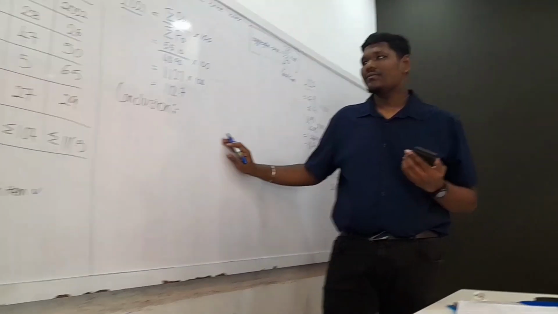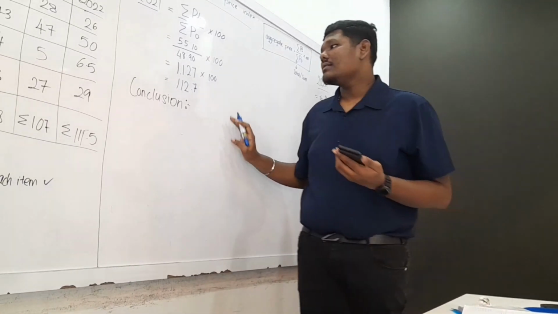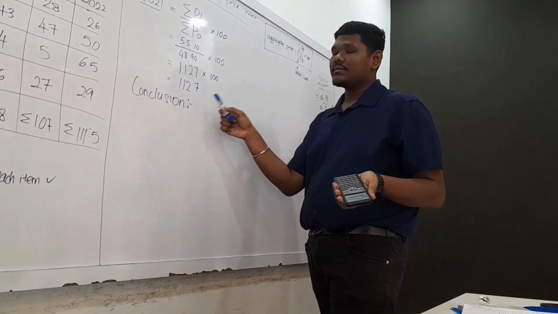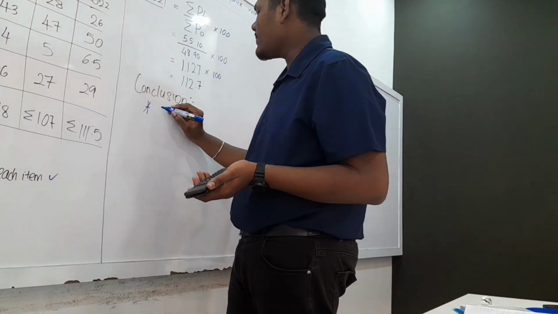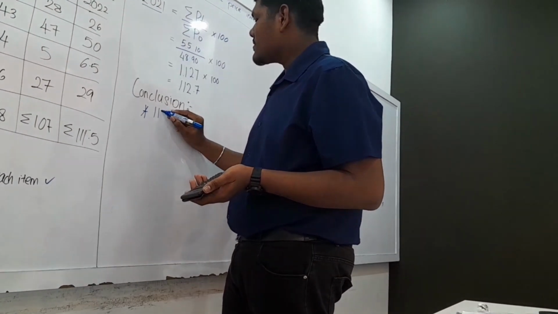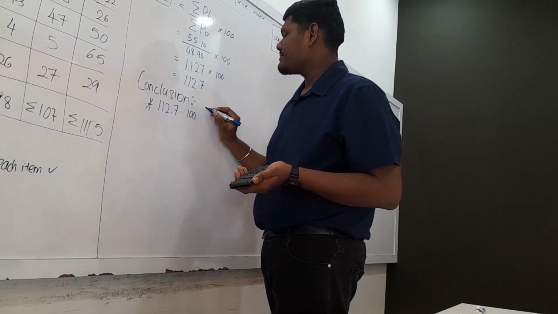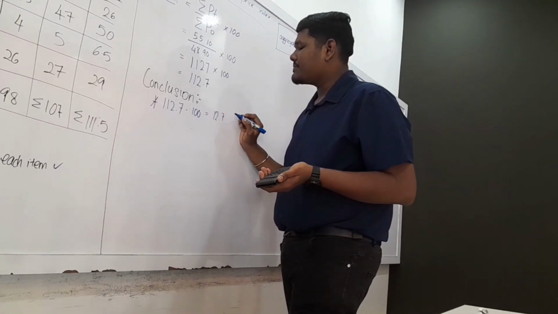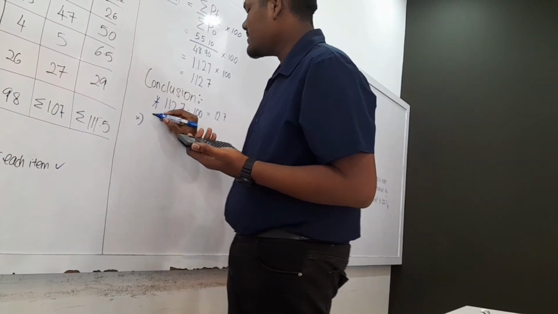Okay, now let's go for the conclusion. As usual, for the conclusion you have to write the decimal in percentage. You have to change the decimal to a percentage by minus 100. So let's do that also. 112.7 minus 100 equals 12.7. Now let's write the conclusion.